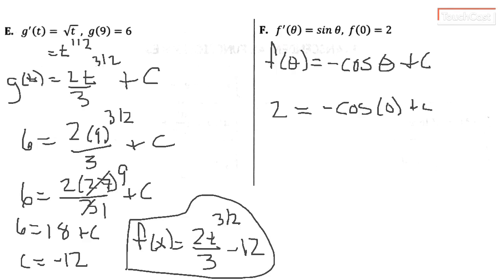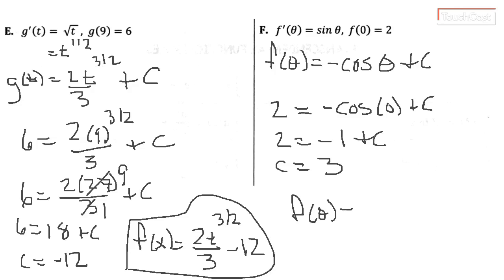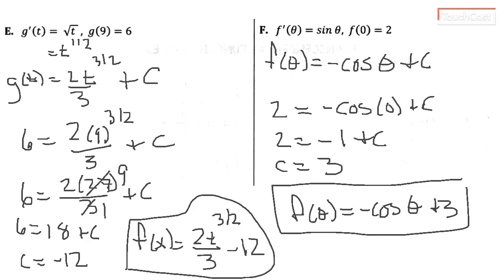Well, I know cosine at 0 is 1. So I'm going to have 2 equals negative 1 plus c. So I add 1 to get c equals 3. So my function is going to be f of theta equals the negative cosine of theta plus 3. And that actually wraps up our lesson on antiderivatives and indefinite integration.